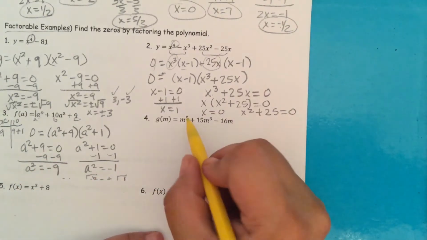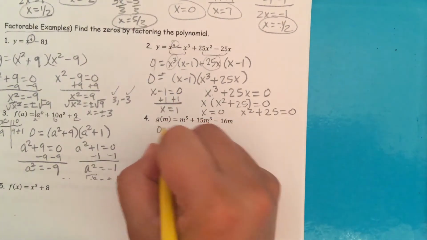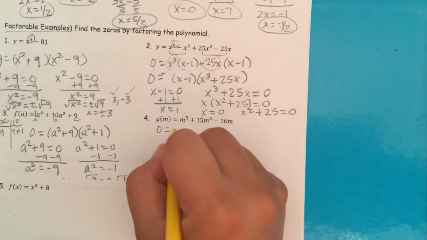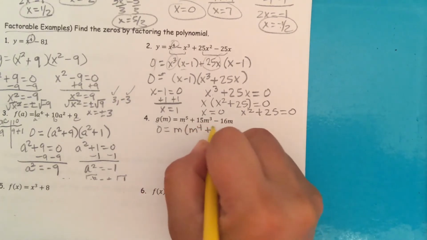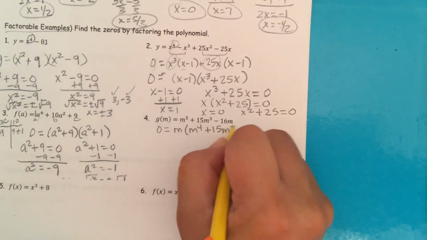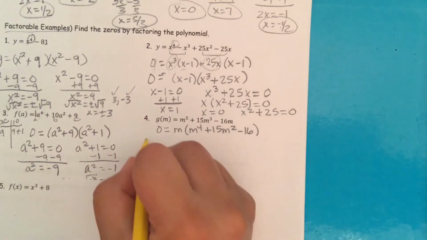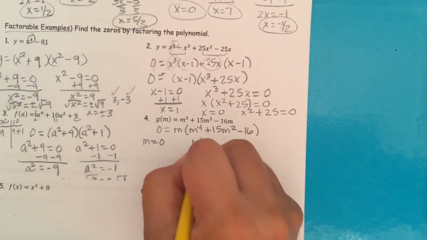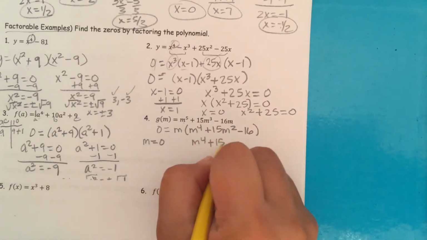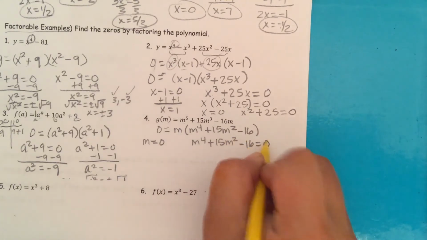On this one, you have an m in all of these. So I am going to set this equal to 0. I'm going to factor the m out. So I'm going to have m to the 4th plus 15m squared minus 16. So then I'm going to make these two factors equal to 0. So m equals 0, and then m to the 4th plus 15m squared minus 16 equals 0.